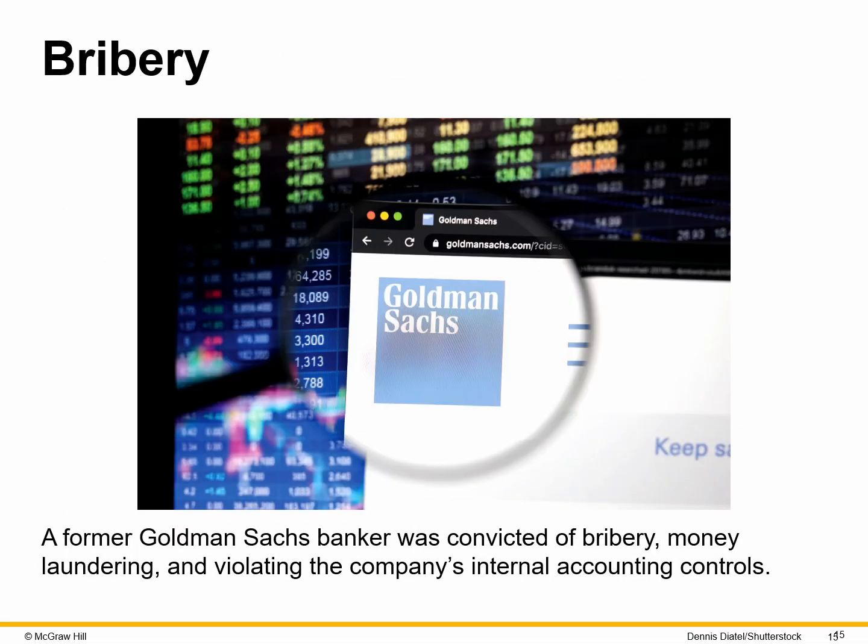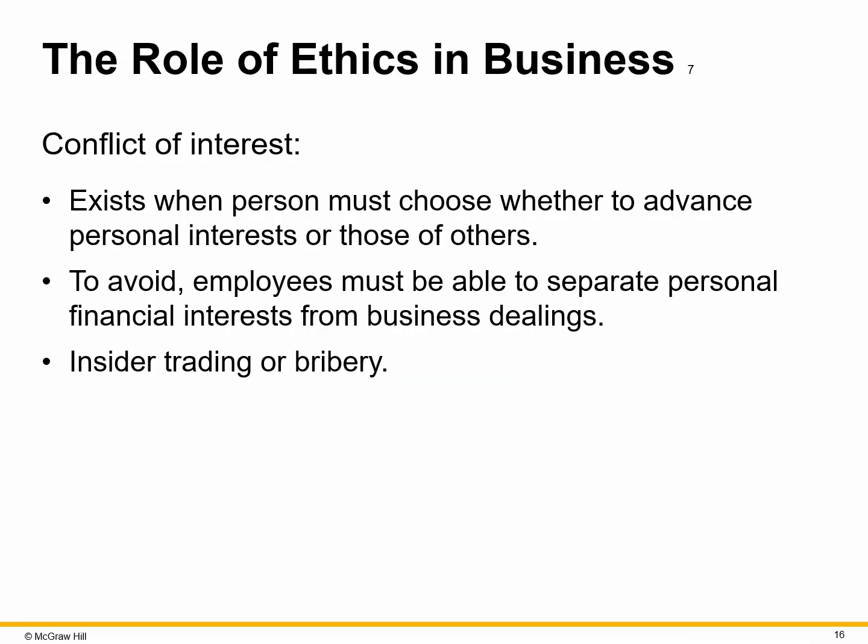This slide goes to talking about bribery, and bribery is very prevalent in the business environment. If you want to do some research on that, a former Goldman Sachs banker was convicted of bribery, money laundering, and then, of course, violating the company's internal accounting controls. I'm not sure who it was, but you might want to do some research and find out who the banker was.